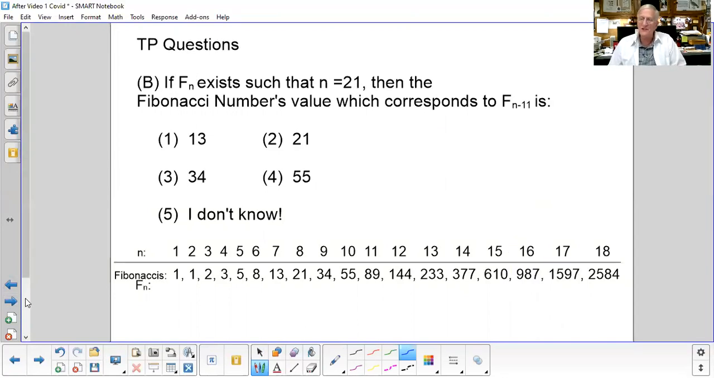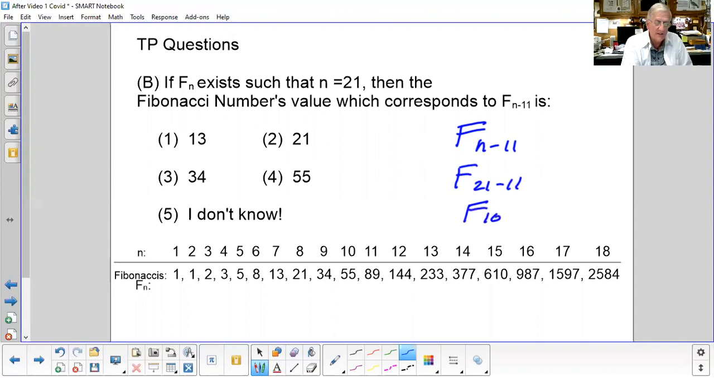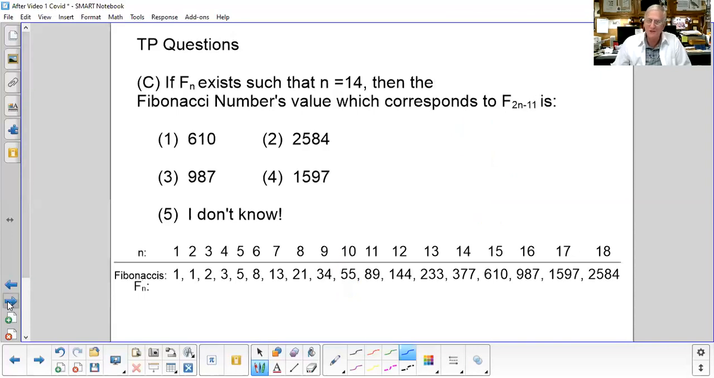If f sub n exists such that n is 21, then the Fibonacci number's value which corresponds to f sub n minus 11 is, well, again, if I put down f sub n minus 11 and I put 21 in for n, it'd be 21 minus 11, or f sub 10. So looking for f sub 10 then, it will be what? 55, okay? No problem, right? Let's go on. Let's look at C.